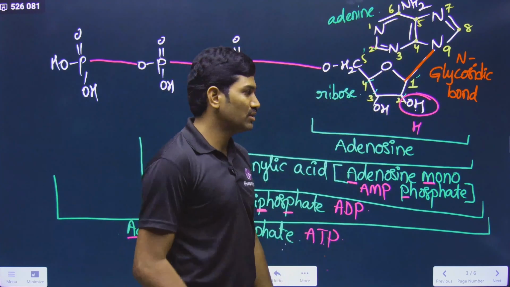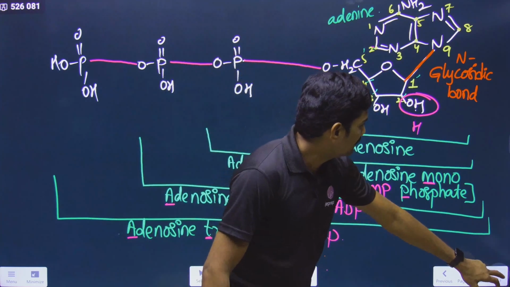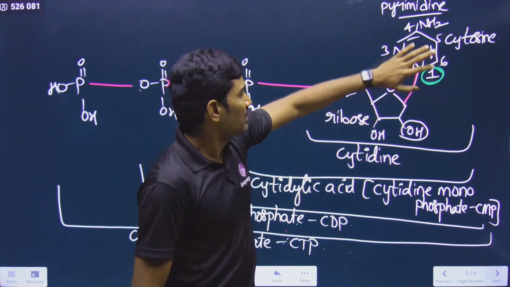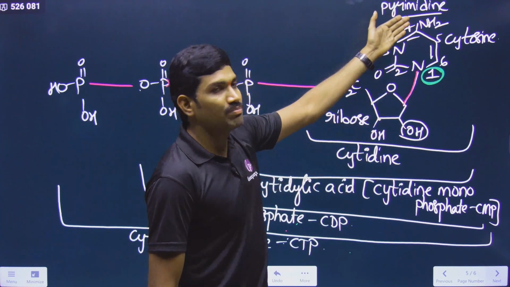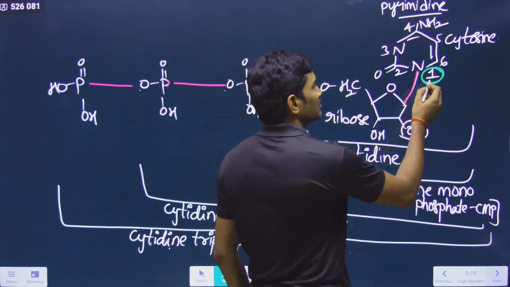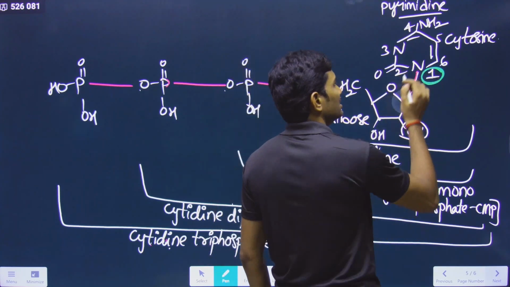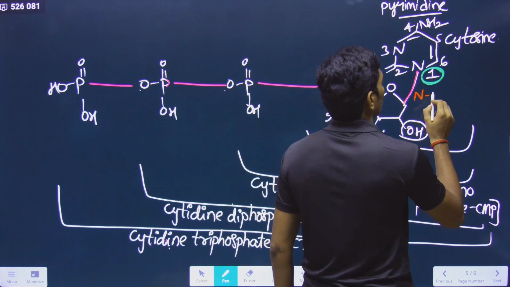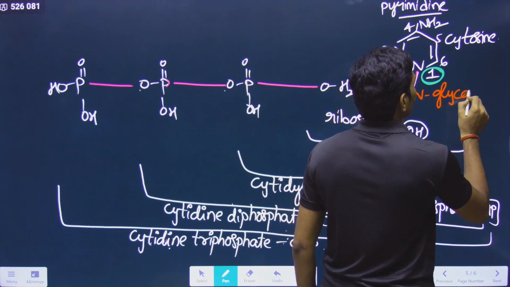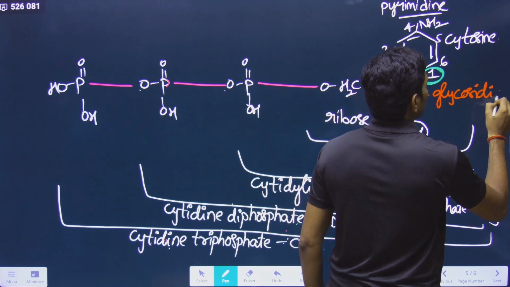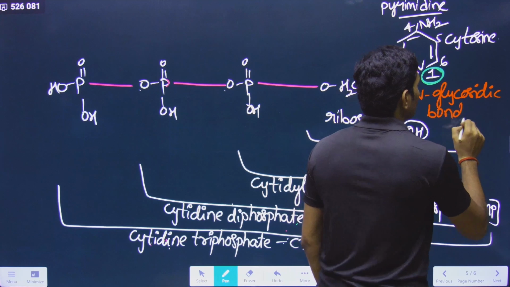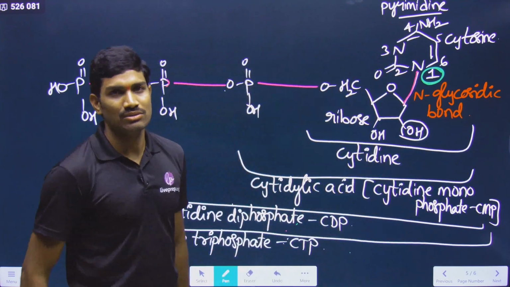This is the first point you need to observe, and exactly the same content is applicable to this one also. Nitrogenous base and sugar. This is pyrimidine, right? Here also. But please observe, it is not N9, it is N1. That is the difference. But here also sugar is attached to nitrogen. So this is also called an N-glycosidic bond. So in both cases it is N-glycosidic.